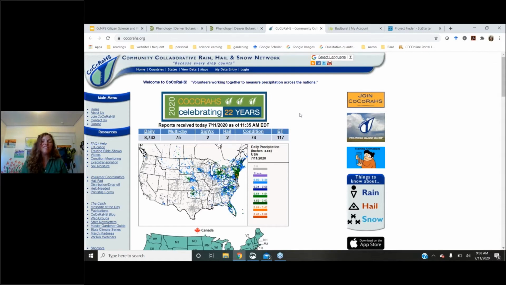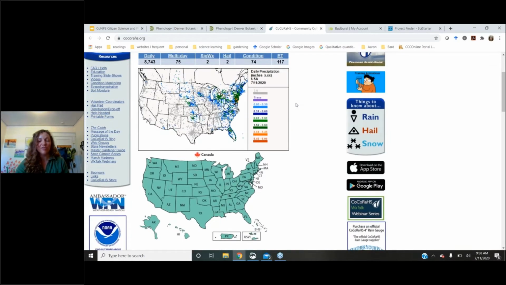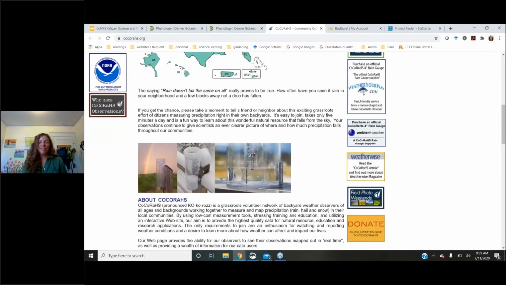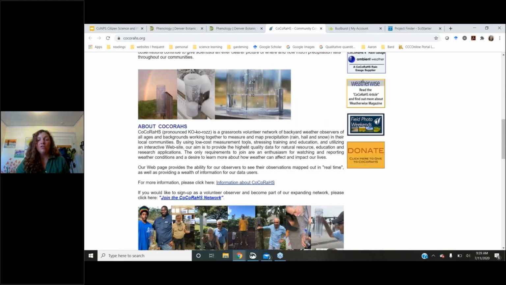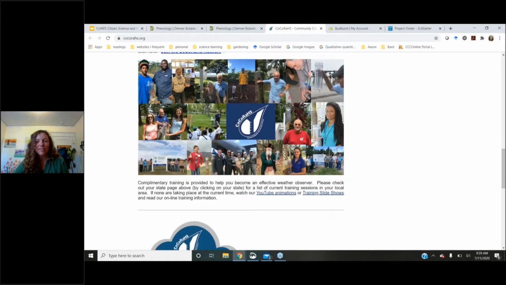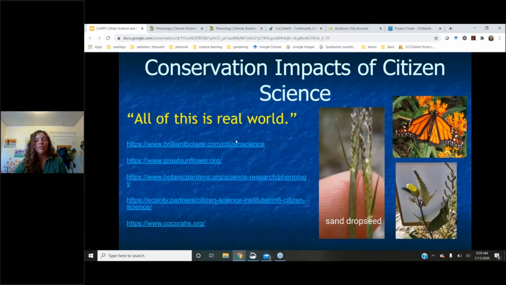And this is one of the coolest things. This is the Community Collaborative Rain, Hail, and Snow Network, CoCoRaHS. If you're an educator, you might already have a CoCoRaHS weather station at your school or house. Essentially, you're just collecting abiotic data just like we are with iNaturalist and Budburst, but with CoCoRaHS you can join a grassroots volunteer network of backyard weather observers. Another excellent example: Colorado really is one of the seats of citizen science pursuits.